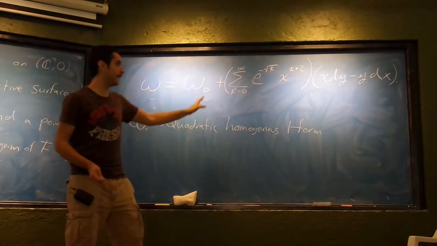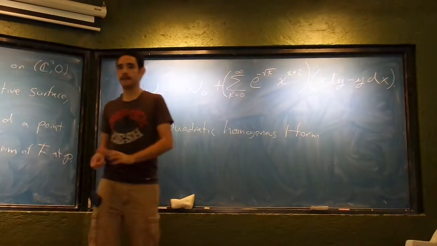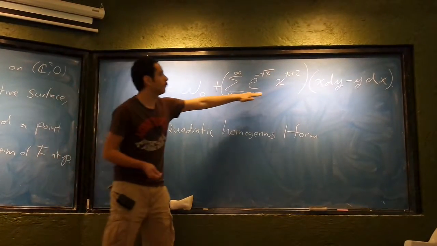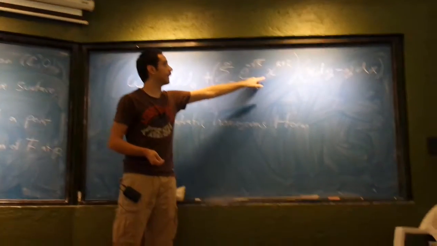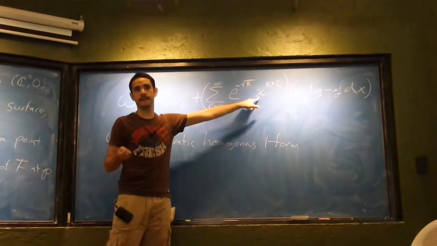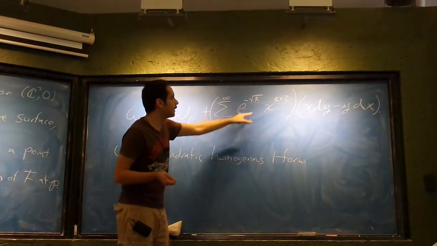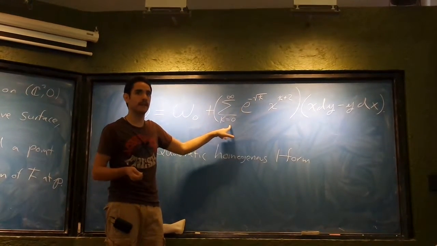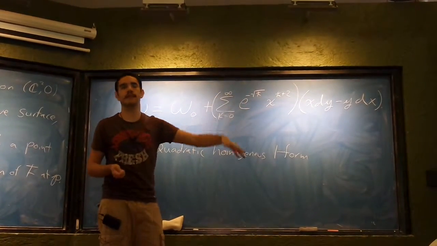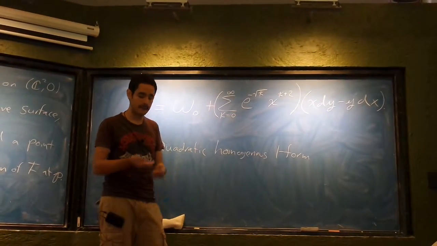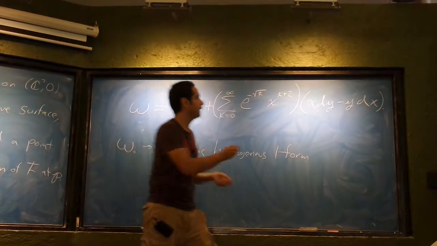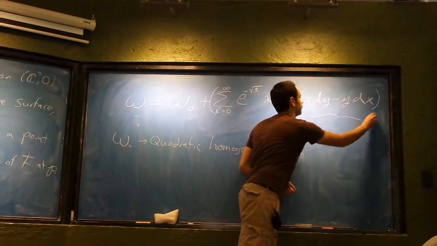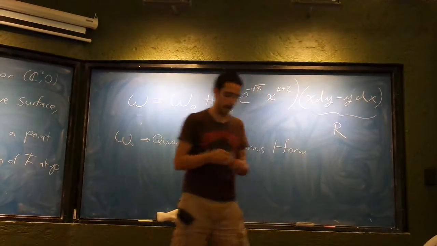And then the higher order terms are these. We have a power series that only depends on x, and it has these weird coefficients, exponentials of square roots of integers, minus so that it actually gives a convergent power series. And this other term right here, which I'm going to call R. So let me draw here.